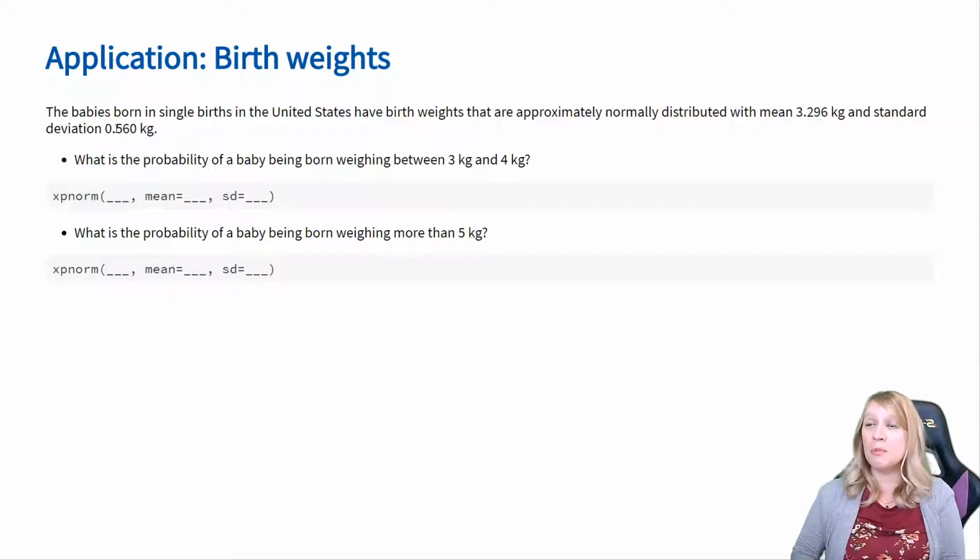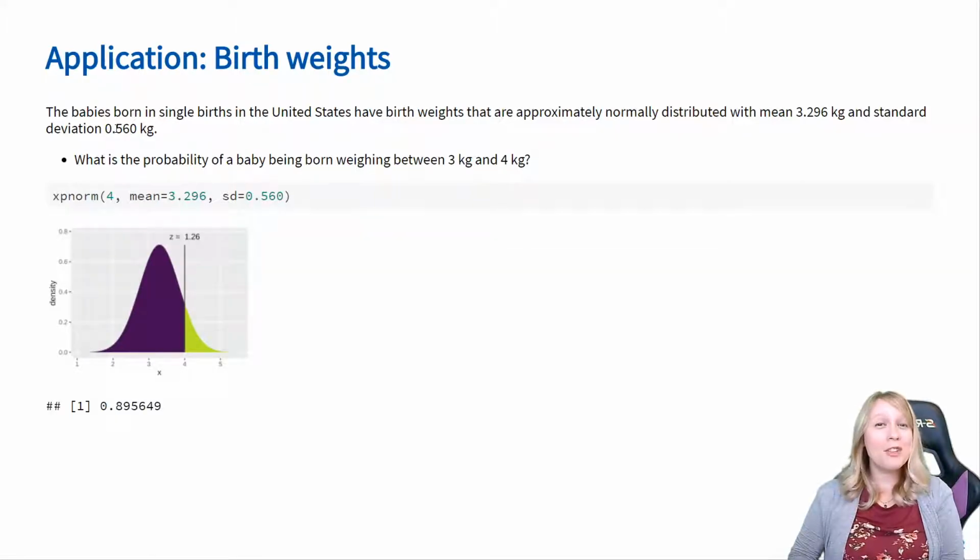So suppose that babies born in single births, so no twins, no triplets, just one at a time, have birth weights that are approximately normally distributed, with mean 3.296 kilograms, standard deviation 0.560 kilograms. Now, here's what we'd like to do. We'd like to find the probability of a baby being born weighing between 3 and 4 kilograms. We'd also like to find the probability of a baby being born weighing more than 5 kilograms. Take a moment on your own to think about how you might use these functions to help you answer this question.